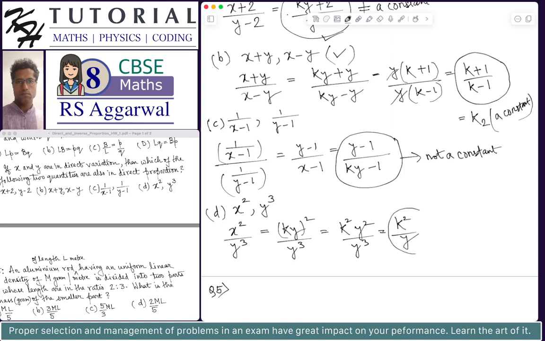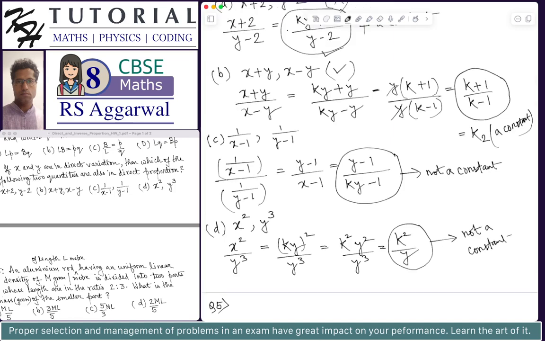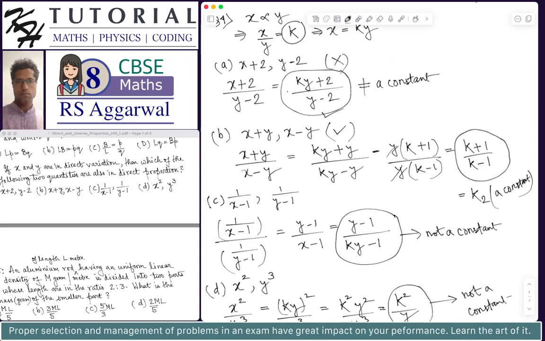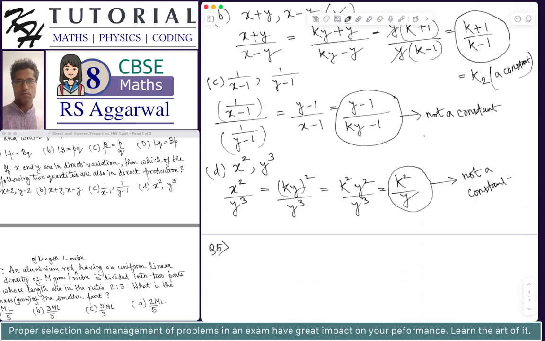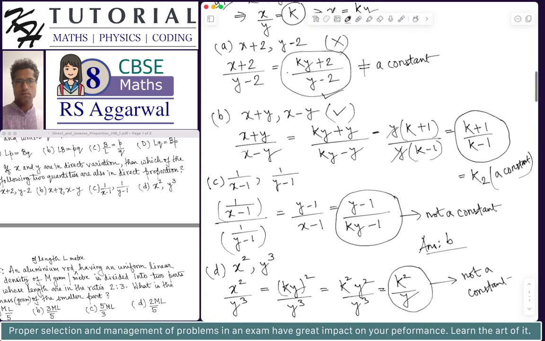So this is not a constant, because it involves the quantity y. Hence these two quantities x square and y cube are also not in direct variation. So the correct choice is B. B is the correct choice. Okay.